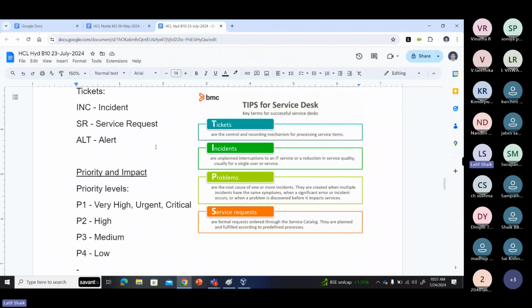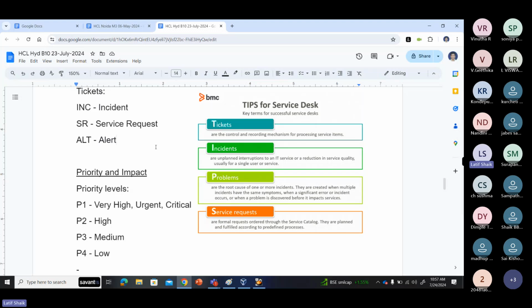Incident. What is an incident? An unplanned interruption to the IT services or a reduction in service quality, usually for a single user or service. For example, my system is not working. It's a single user, and it is an incident. For example, one particular floor not getting an internet connection. A complete floor not getting an internet connection. So service down.